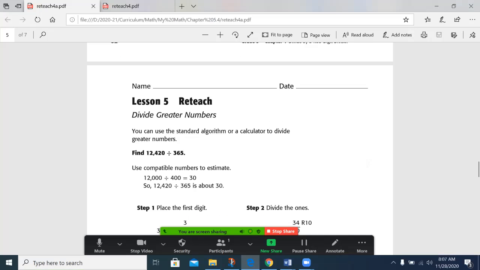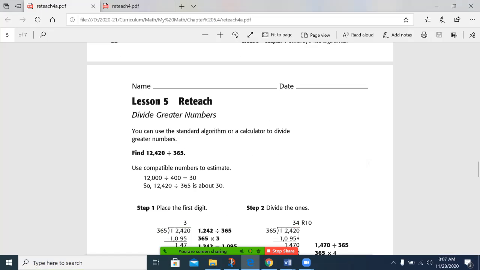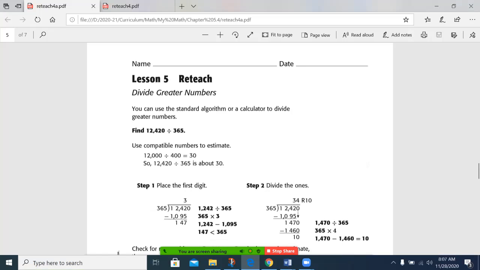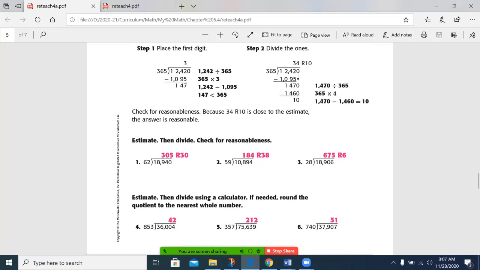We'll begin our lesson with the answers to our previous session. When we divided 59 into 10,894, we started at 59 into 108, which went once. You did your subtraction, you bring down the 9, and it went in 8 times. Did your subtraction, brought down the 4, and then it went in 4 times, and there was a remainder 38.